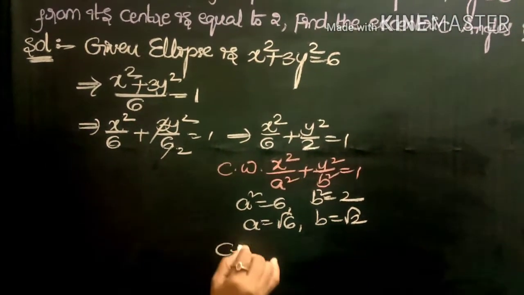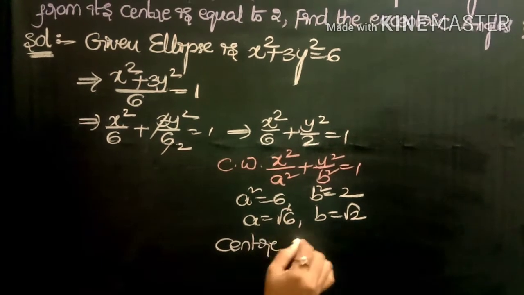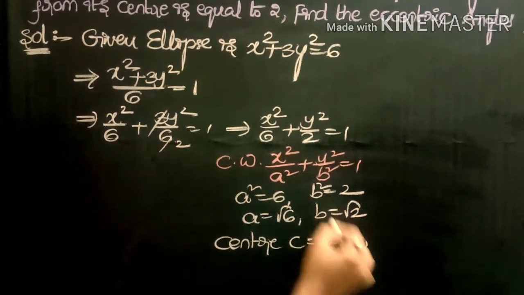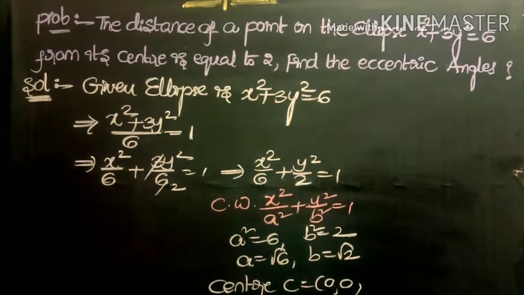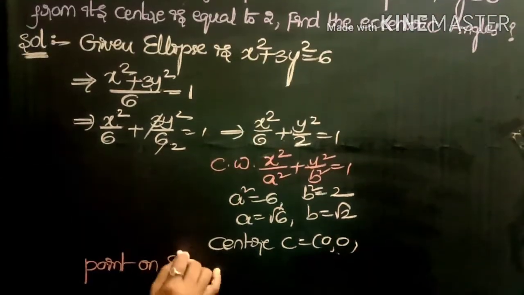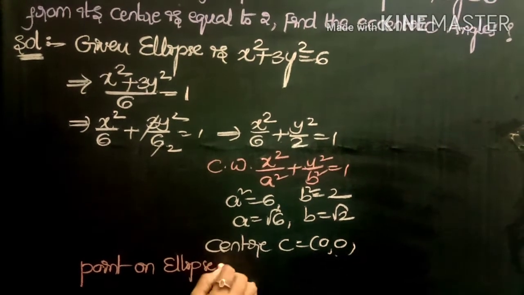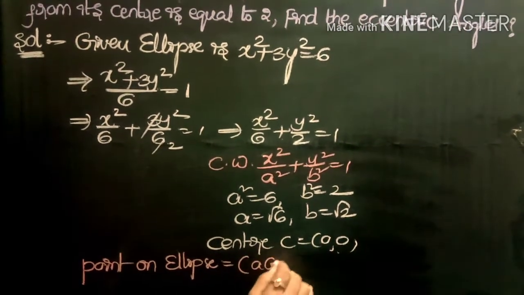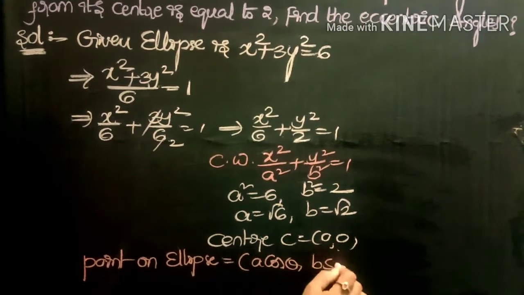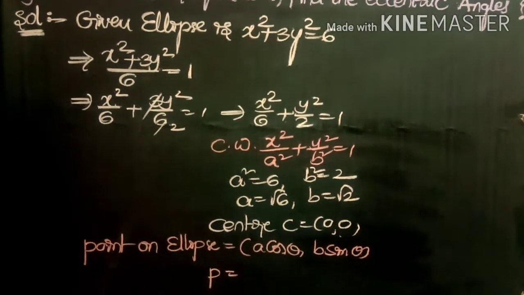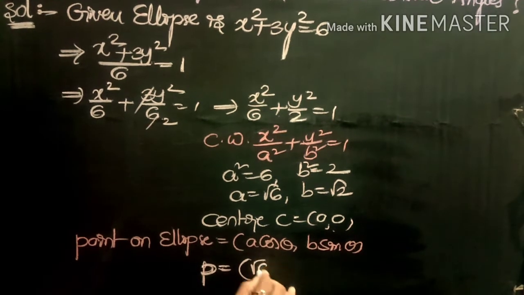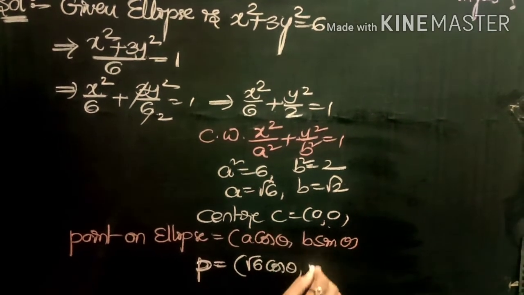Now what is the center? Clearly from the equation we can take the center C is equal to (0, 0). Next we want the point on the ellipse. Any point on the ellipse is taken as, the formula is (a cos theta, b sin theta). This is P. Therefore P is equal to (a cos theta, b sin theta), that is (root 6 cos theta, root 2 sin theta).